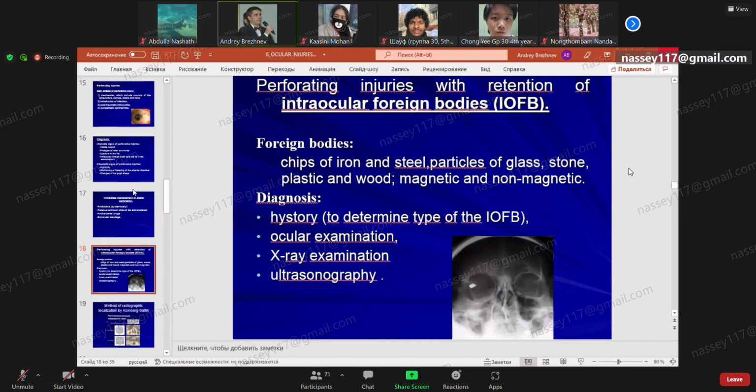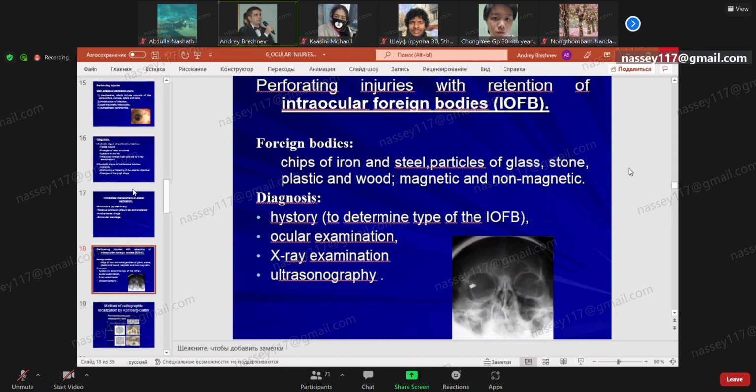Ultimate therapy is surgical repair under local or general anesthesia. Wounds, if they are present, should always be sutured. A very important situation is to determine the presence of an intraocular foreign body. Common foreign bodies are chips of iron and steel, particles of glass, stone, plastic, or wood. All foreign bodies may be classified as magnetic and non-magnetic.